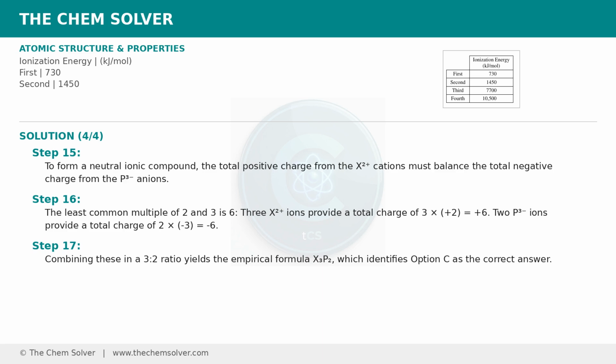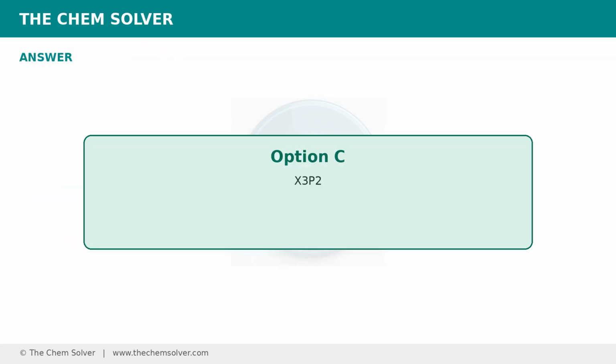3 X^2+ ions provide a total charge of 3 times +2, equals +6. 2 P^3- ions provide a total charge of 2 times -3, equals -6. Combining these in a 3:2 ratio yields the empirical formula X3P2, which identifies option C as the correct answer. The correct answer is option C, X3P2.